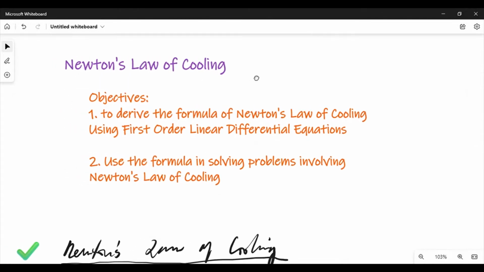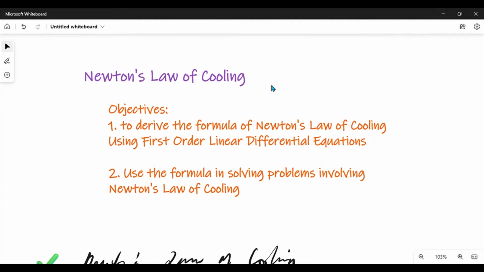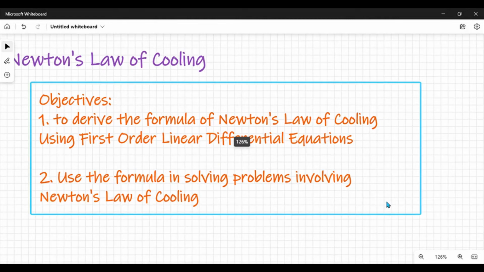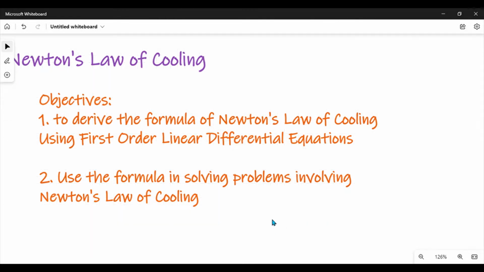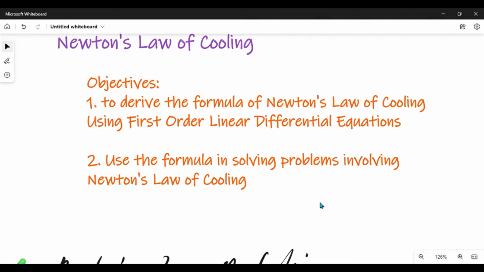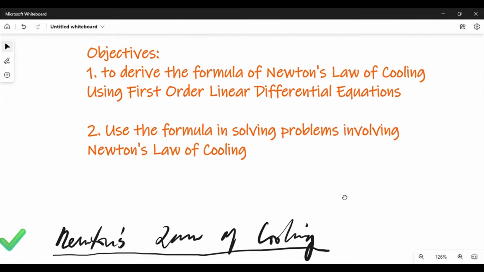So this morning we're going to look into one of the applications of first order linear differential equations, and that's on Newton's law of cooling. So for the objectives of today's lesson, first we should be able to derive the formula of Newton's law of cooling using first order linear differential equations. And second, we should be able to use the formula in solving problems involving Newton's law of cooling.